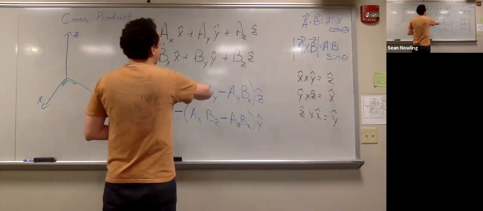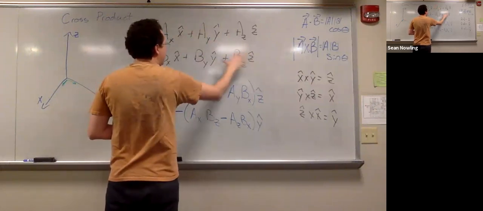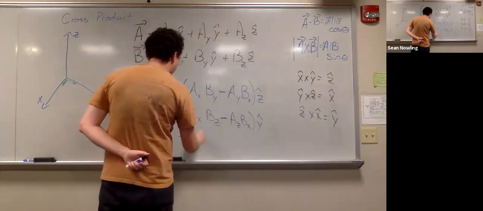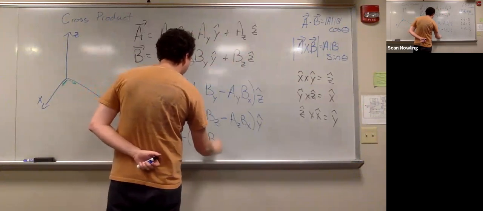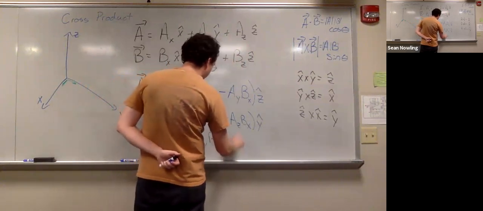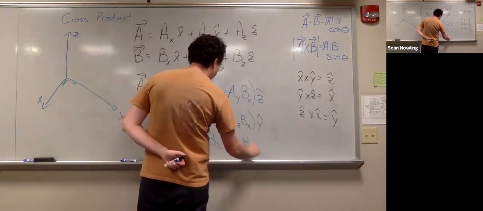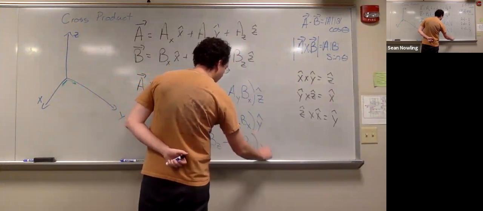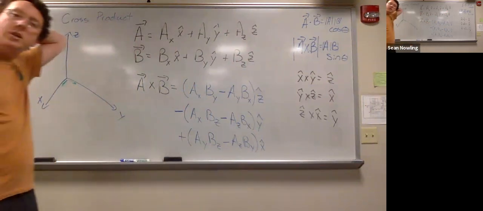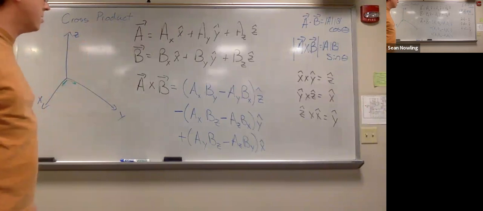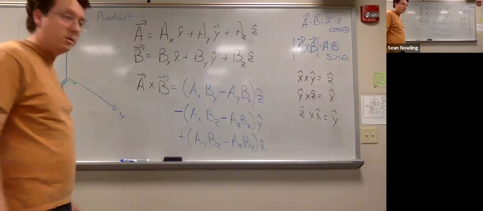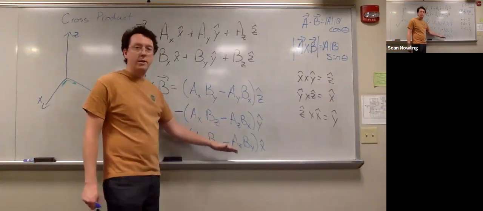Sorry, getting tired. Ay times bz with a positive x hat, and it'll be minus az by times x hat. Okay, that is the general formula for a cross product between any two vectors in 3 dimensions. And in general, that's what it would be.